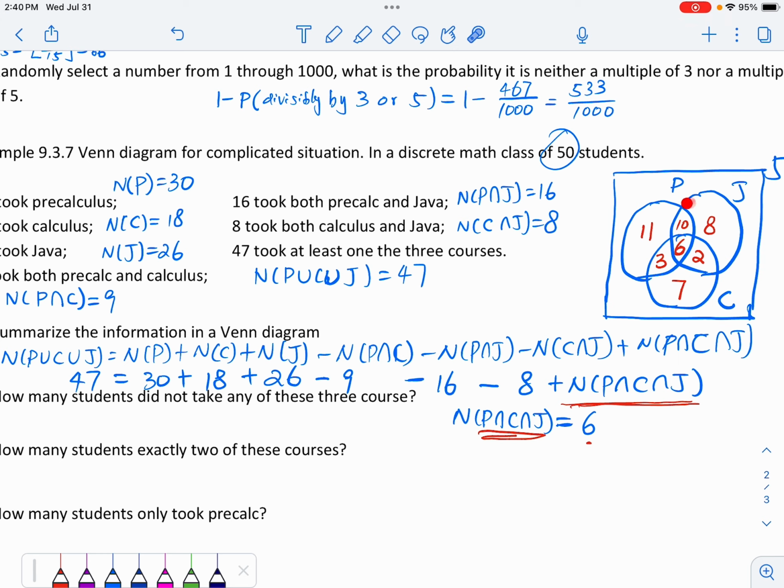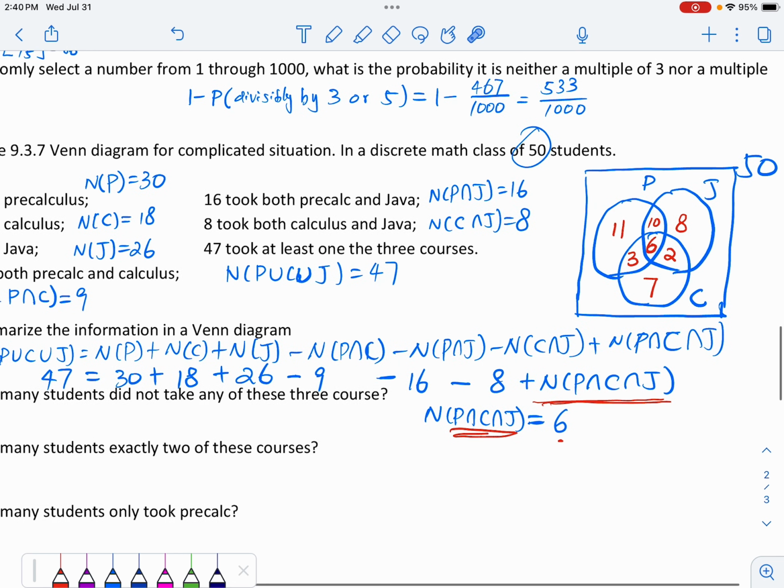And we do know all this union is going to be 47. So when you add all these numbers, it's going to be 47. And the total sample space is 50. So therefore, outside these 3 circles, 50 minus 47, that will be 3 for the outside.